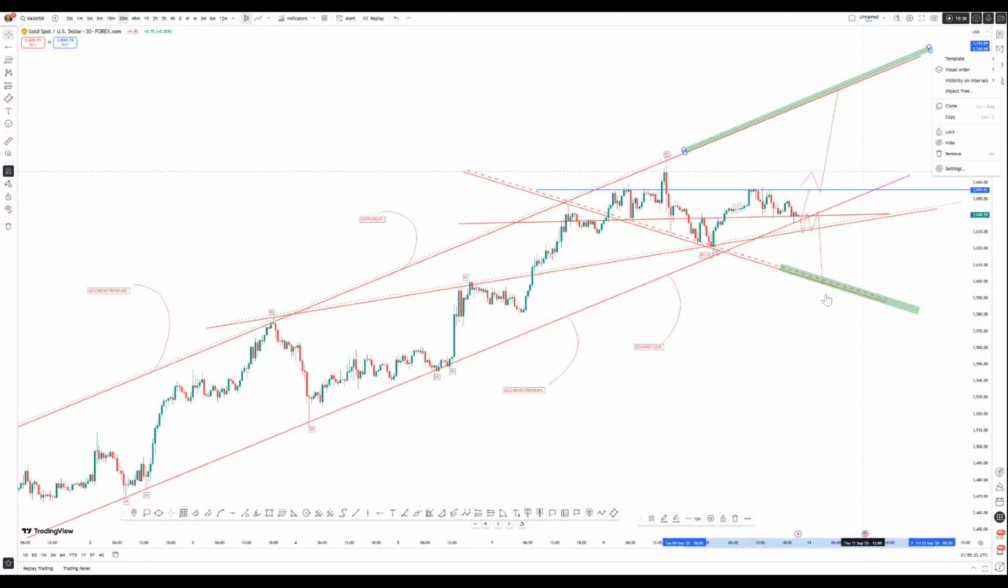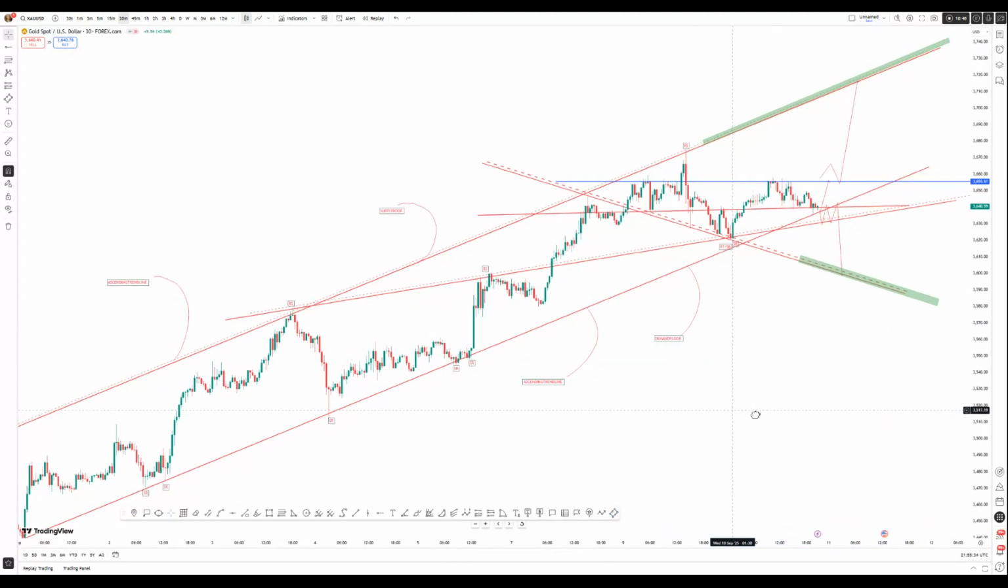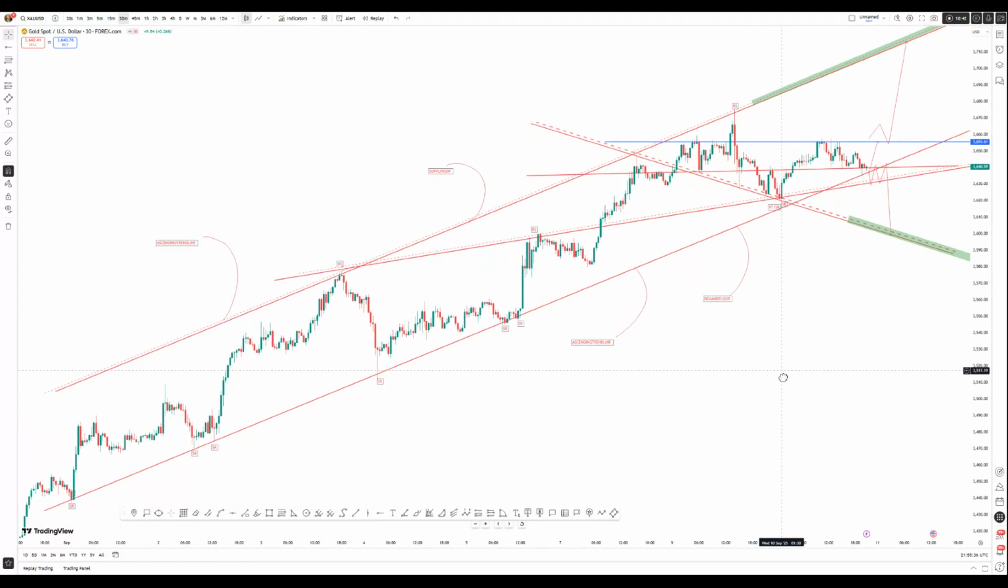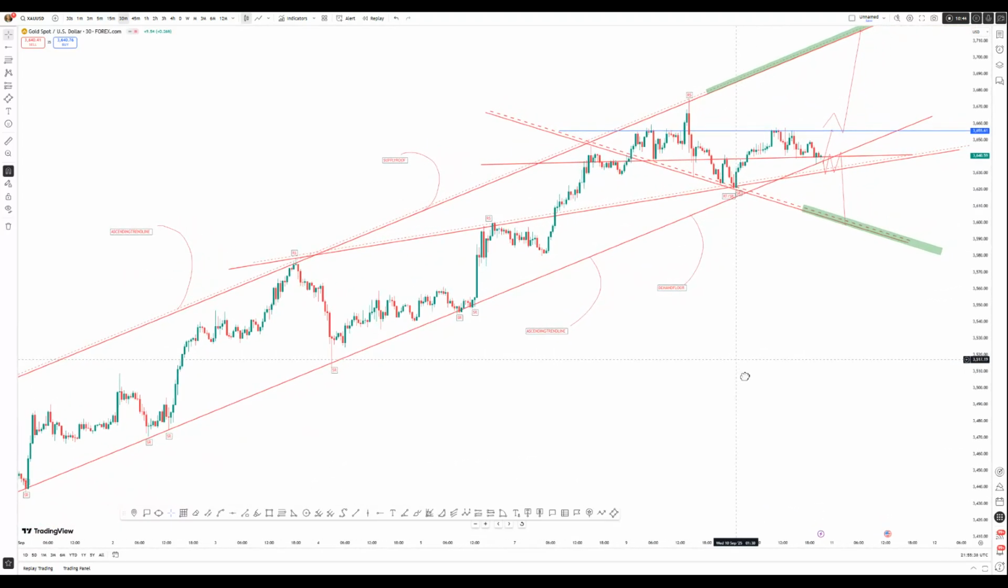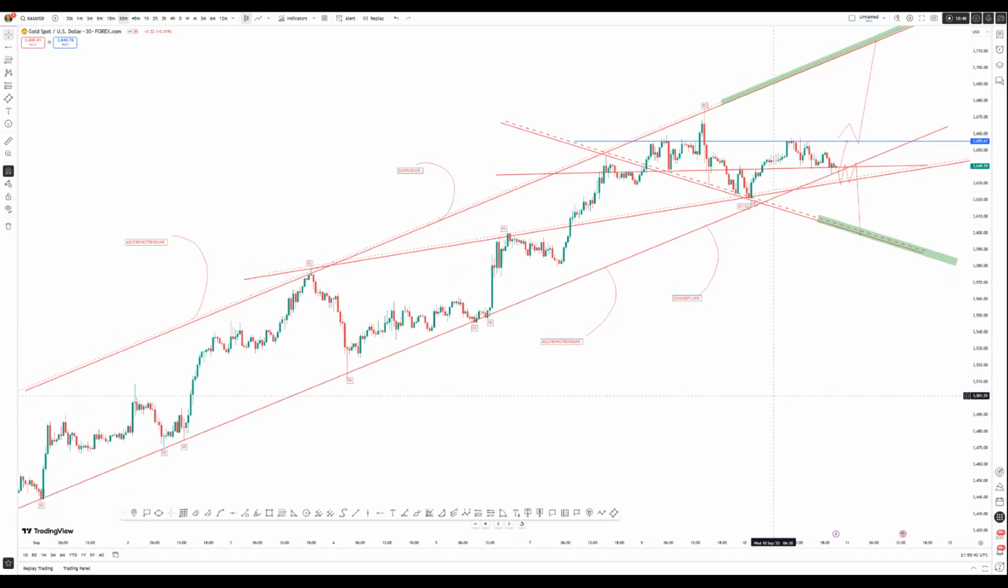This is an advanced structure. So from where the market is, the market will continue to play from the roof and play from the floor. So from where it is now is good for a buy. But I prefer to sell this market than to buy it.